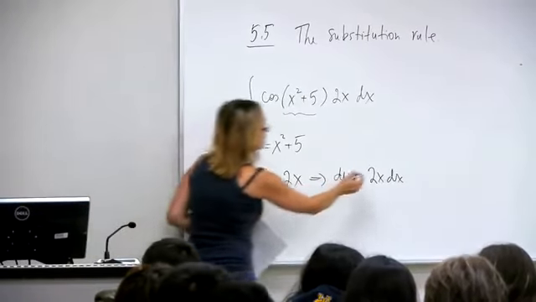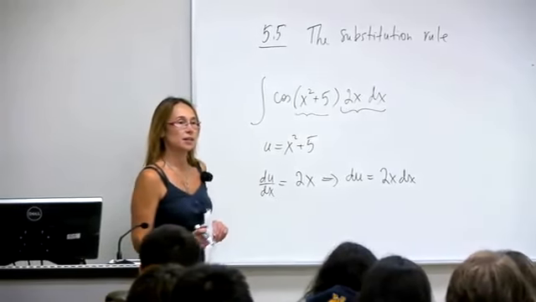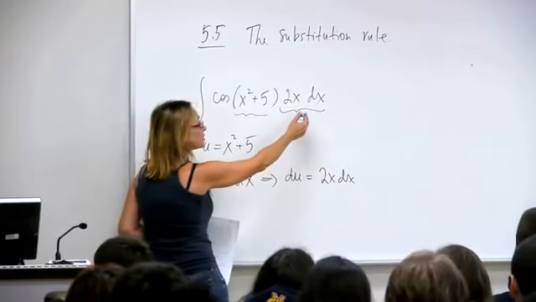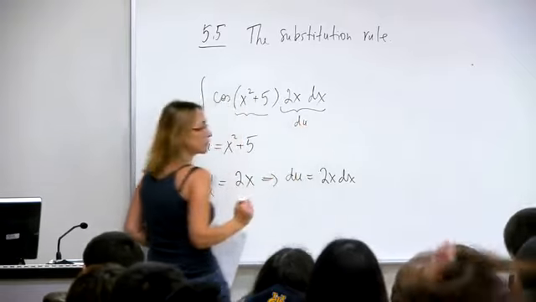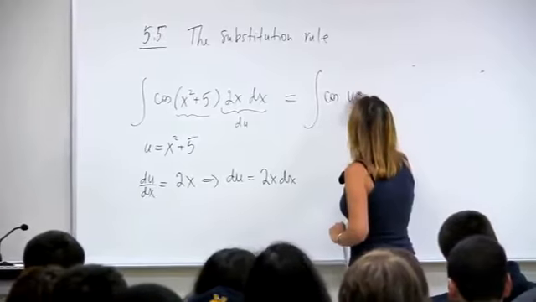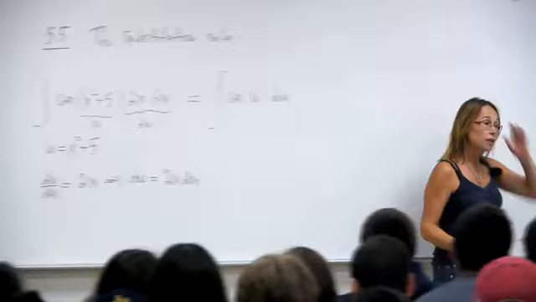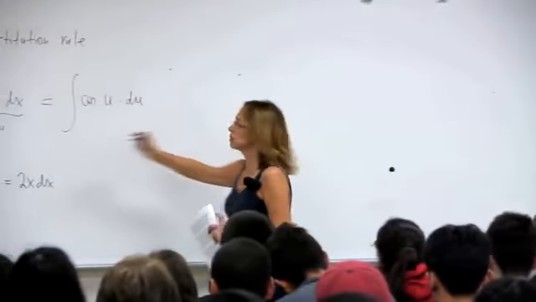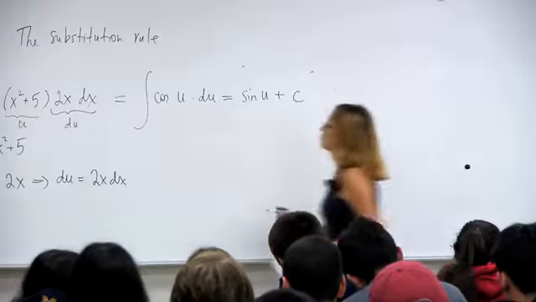So what I see here on the right-hand side is the same pattern as appears in the integral, 2x dx. You can see that it can be expressed very easily in terms of u. It's just du. So I can rewrite the whole integral like this: cosine of u du. This is a huge simplification because now we know what to do. This is an integral that we know. The antiderivative is sine u plus c.